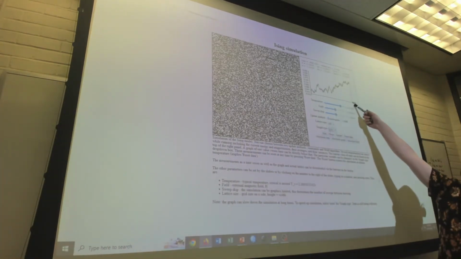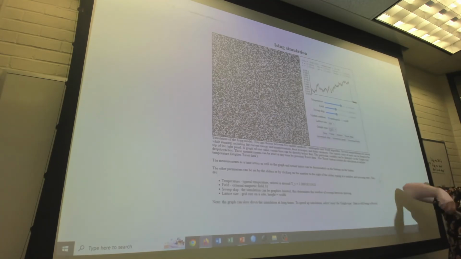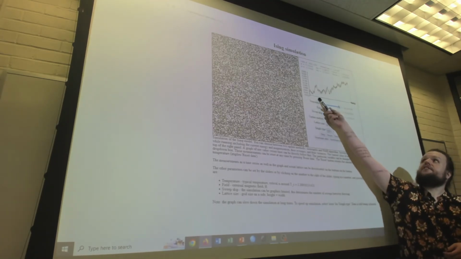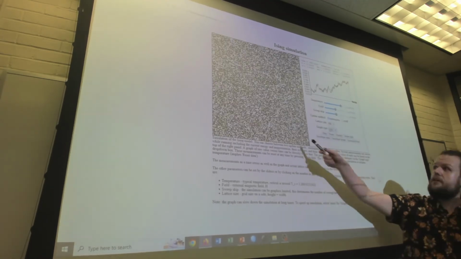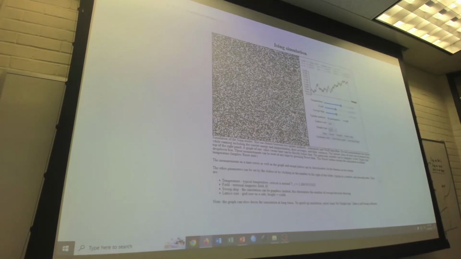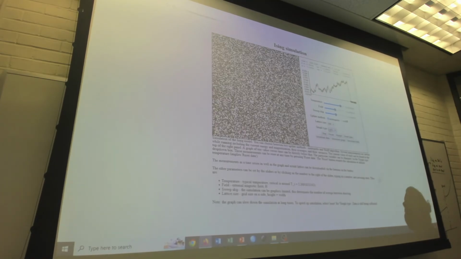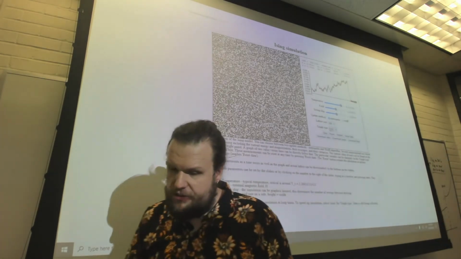This curve right here, as a function of time, is the net magnetization of the material. Right now it's basically at 0, because the spin up and the spin downs are equal and opposite. They're randomly fluctuating, and nothing's happening. This is what a metal looks like at high temperature. Now watch what happens as I start to decrease the temperature.